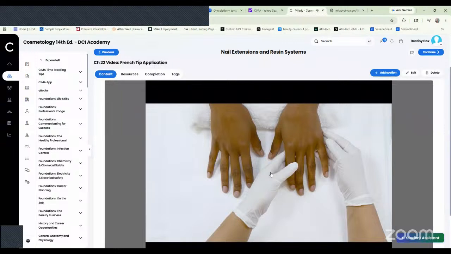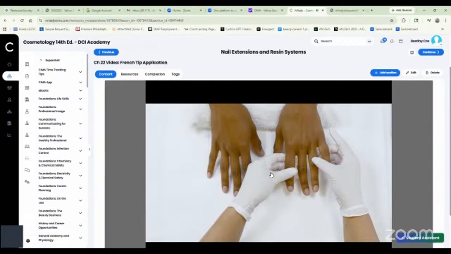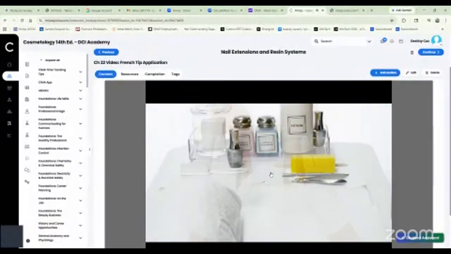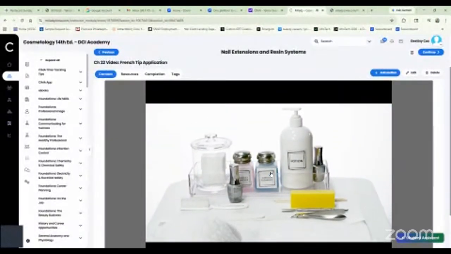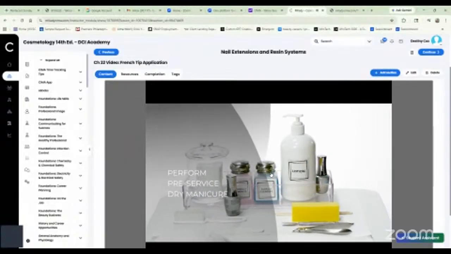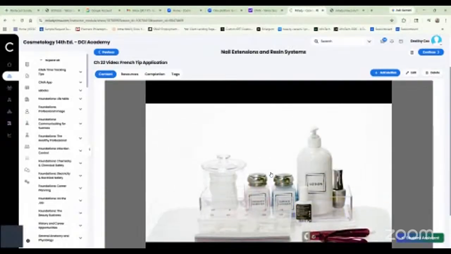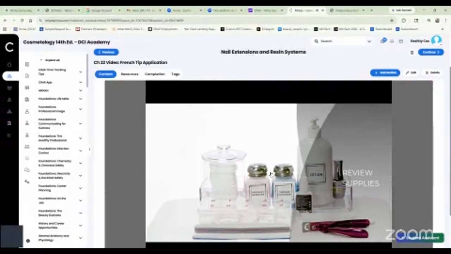This video will demonstrate the French nail tip application service so you can achieve the look your clients desire. But before we begin the French nail tip application, a quick reminder to perform your pre-service steps and the dry manicure. You can now begin by checking that you have the implements and materials you need.